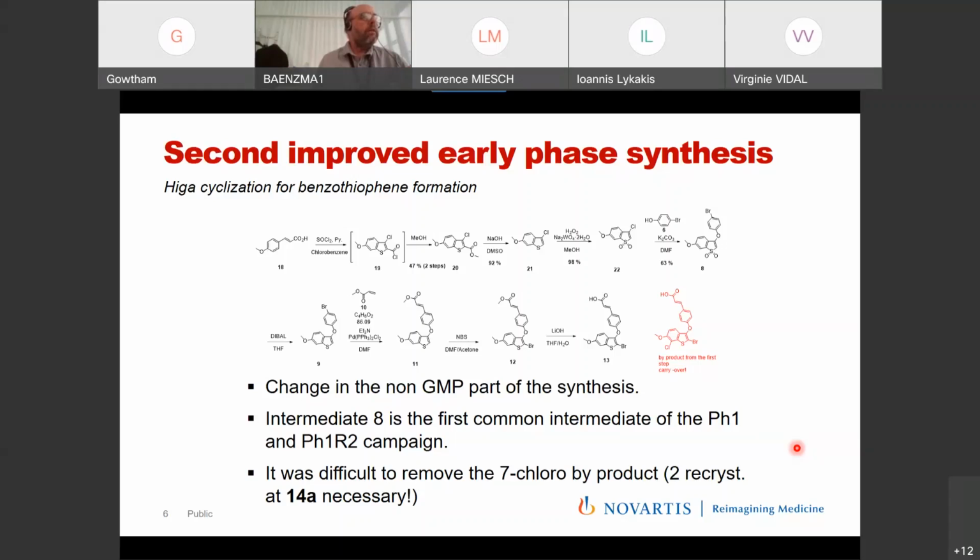So with DIBAL, the sulfone was reduced to the benzothiazine, then Heck reaction, NBS bromination, ester hydrolysis, and then we saw on intermediate 13 a byproduct, a 7-chloro byproduct, which was co-eluting in the earlier steps under HPLC. This was a carryover of the first step, the Higa cyclization of 4-methoxycinnamic acid with thionyl chloride, and that had to be removed in an upcoming step after BBr3 demethylation by twice recrystallization.